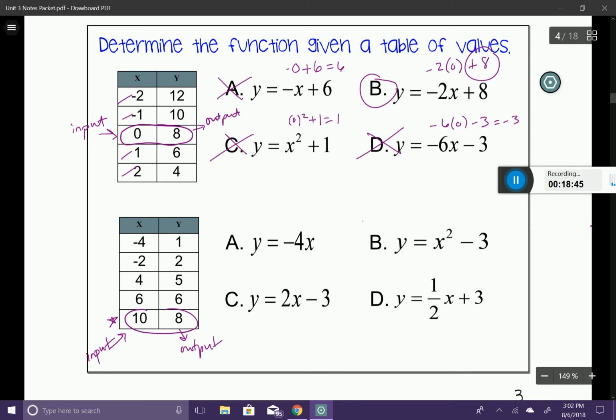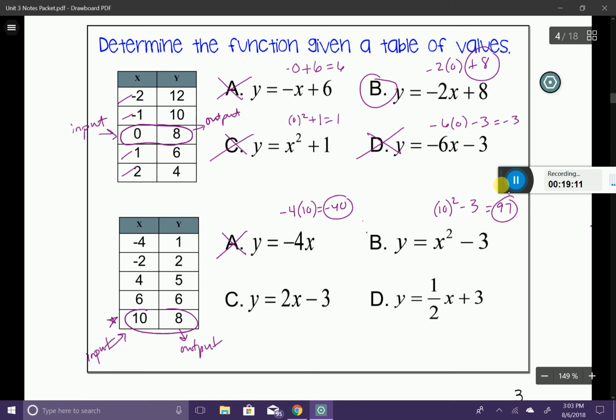So let's go ahead and work it with A. Let's look at this one. Negative 4 times 10. So if I input a 10, that's going to equal negative 40. Now, did that output an 8? No, it output negative 40. So we're going to go ahead and cancel that one out. B, let's go ahead and do 10 squared minus 3. So 10 squared is 100 minus 3, that's 97.